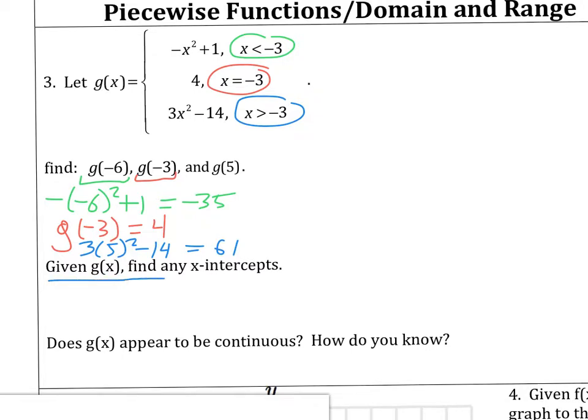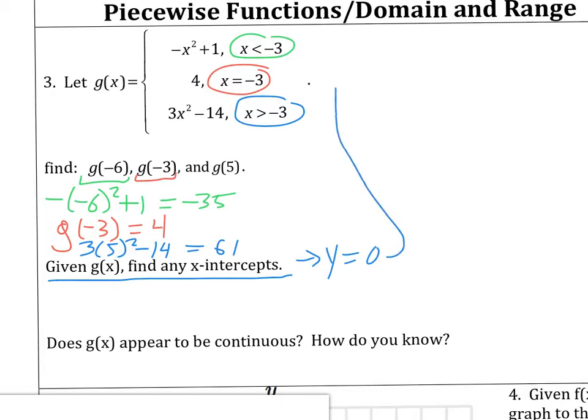Okay, so we've got to find any x-intercepts. X-intercepts happen when y is equal to 0. One of the things that we've got to think about is that this could theoretically happen at any of these three parts of our graph. So we've got to do all three of these pieces and set them all equal to 0 and see what happens.